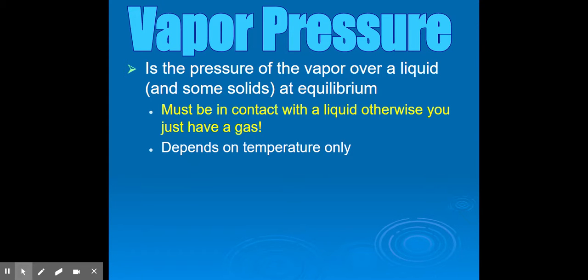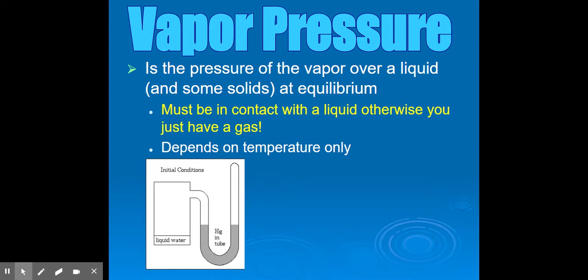The only thing that's going to impact the vapor pressure is temperature. It doesn't matter if you have a little droplet of water, a spoonful of water, or a whole swimming pool of water. Its vapor pressure is directly related to temperature and temperature only. It does not matter how much of the substance you have. So here we go.